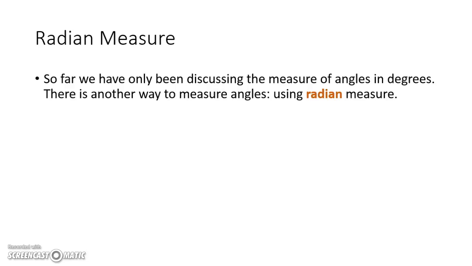In this video, we're going to go ahead and talk about radian measure. So what is a radian and how do we convert between it and degrees and vice versa? So basically that's what this video is about. Let's get started. So far we have only been discussing the measure of angles in degrees. So that was the measurement units we used. But there is one more way to do it, and that is using radian measure. That seems interesting. Let's dig into it.